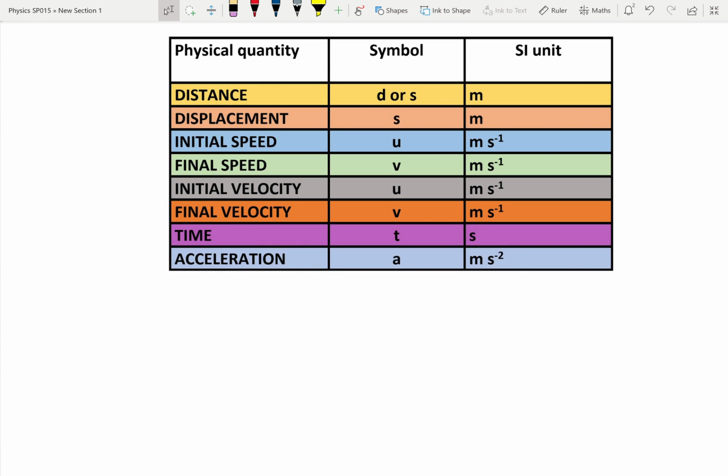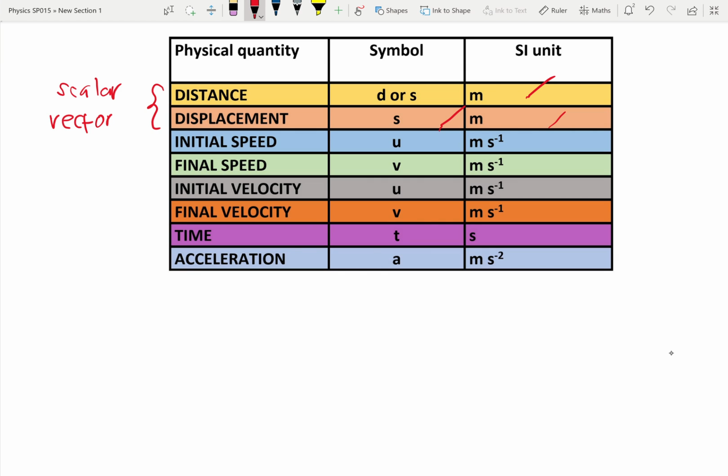First is distance. The symbol is D or S, and the SI unit is meter. And then displacement, the symbol is S, and the SI unit is meter. So what is the difference between distance and displacement? Distance is a scalar quantity and displacement is a vector quantity. Just so you know, a scalar quantity has only magnitude, but a vector quantity has both magnitude and direction.